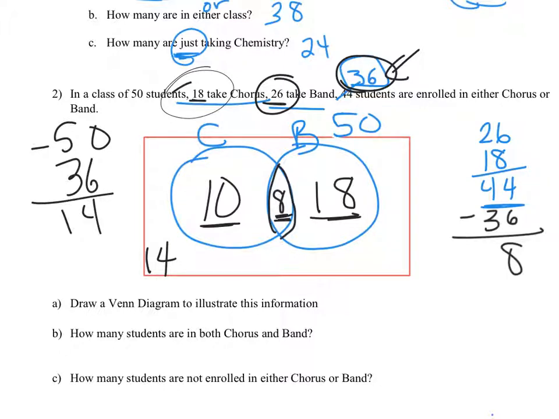Then we can answer these questions right here, depending on what our diagram is. They should be pretty straightforward. How many students are in both band and chorus? Well, that's the intersection. That's where they overlap. And how many students are not in either?